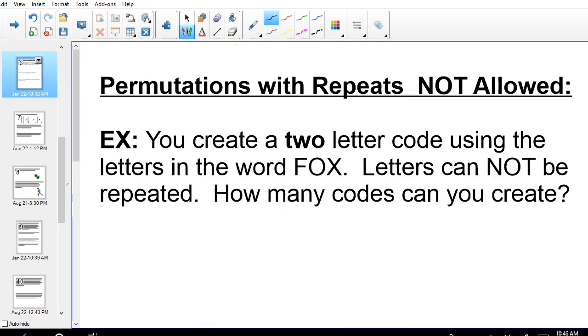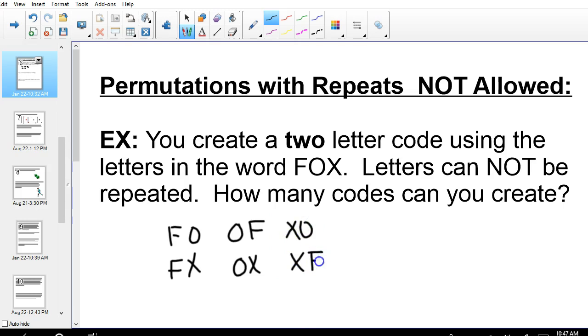Okay, so let's talk about permutations where repeats are not allowed. Same situation. We're going to create a 2-letter code, and I chose this because it's so small that we can actually write out all the instances here pretty easily, where the letters cannot be repeated. So we cannot have FF, but we could have FO or FX. We cannot have OO, but we could have OF or OX. And we cannot have XX, but we could have XO or XF.